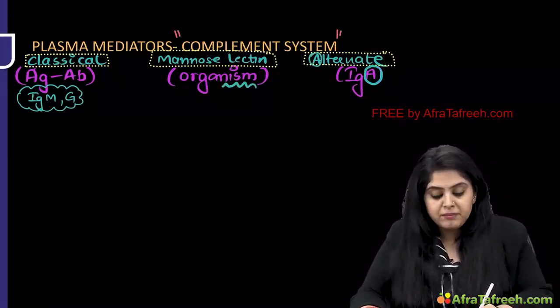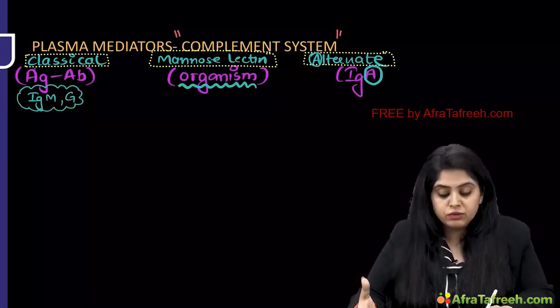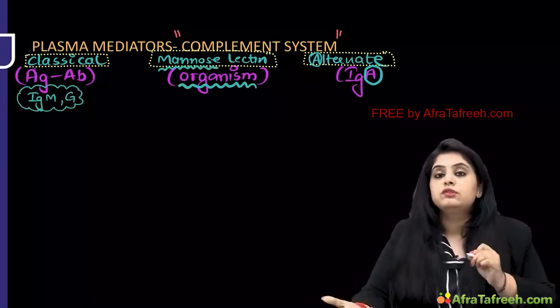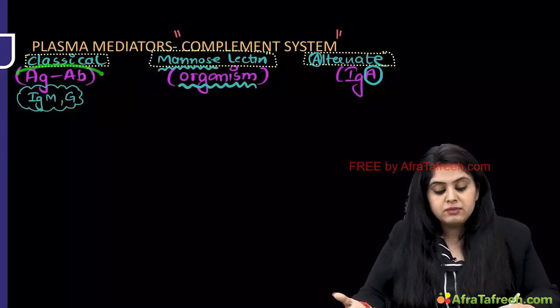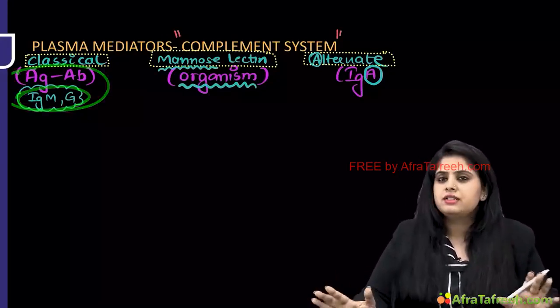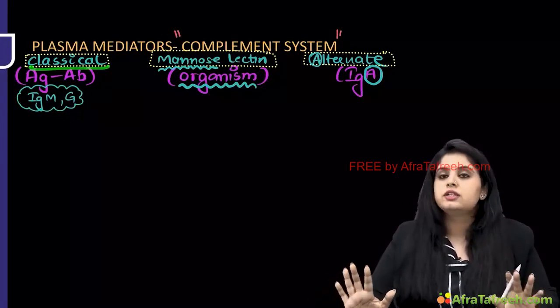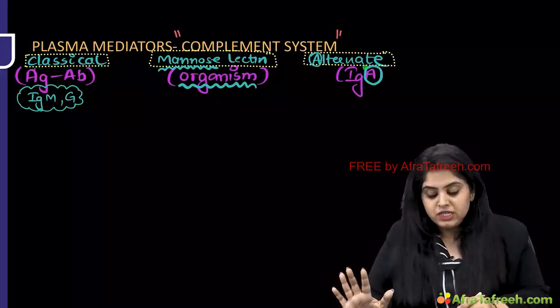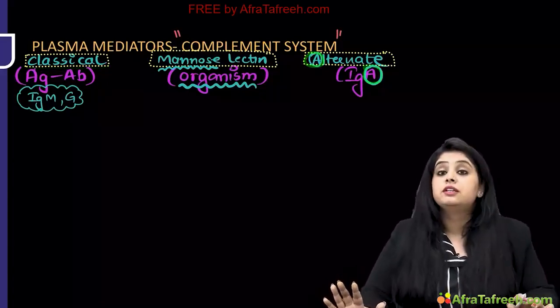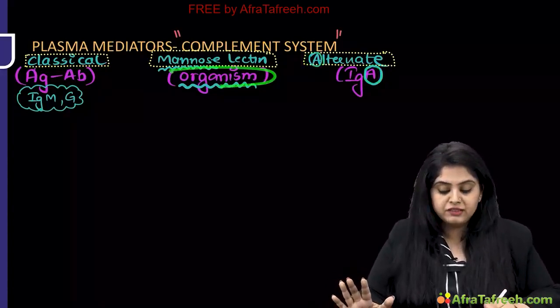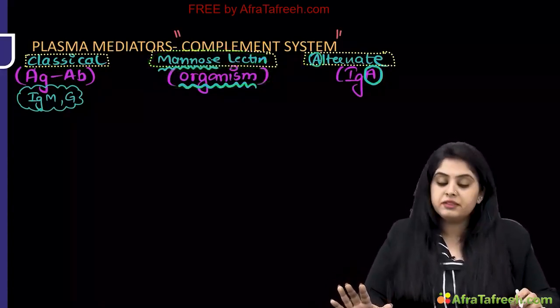And if it is to do with any bacteria, bacteria have mannose in it, so which pathway will you start? Mannose pathway. Repeating, if an antigen-antibody complex is there with the traditional antibodies M and G, you will start the classical pathway. If IgA is elevated, then you will start the alternate pathway. And if organisms are there, you will start the mannose pathway.